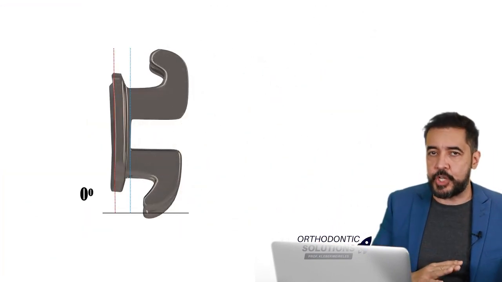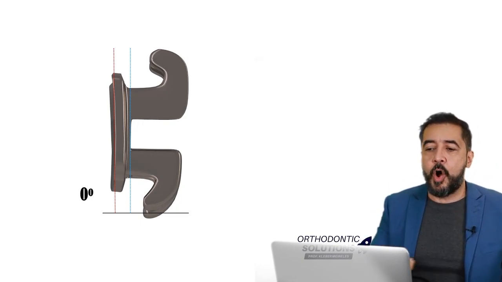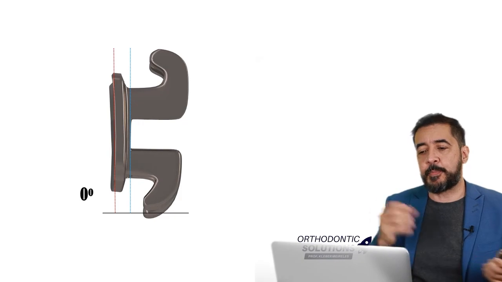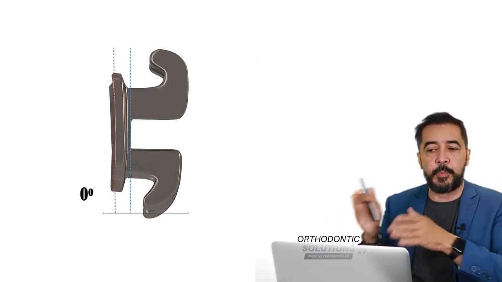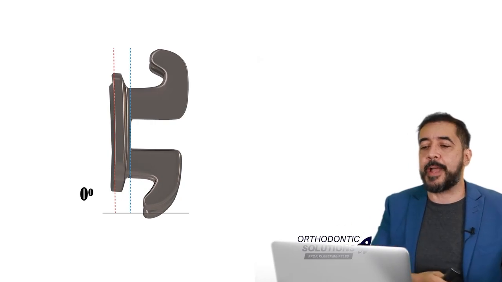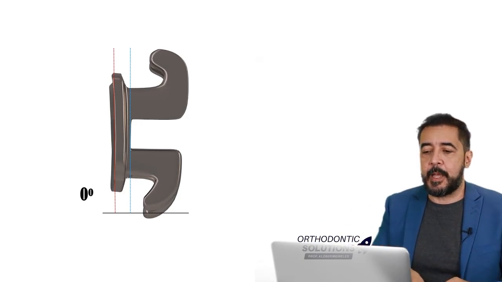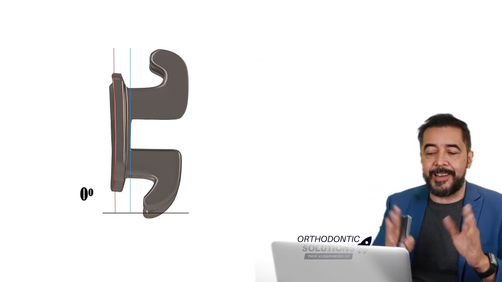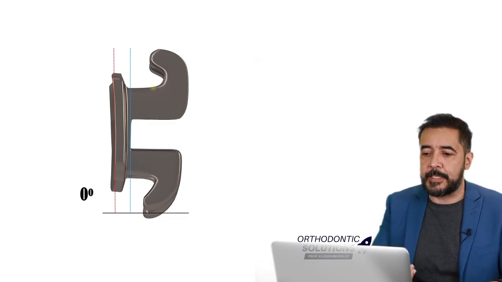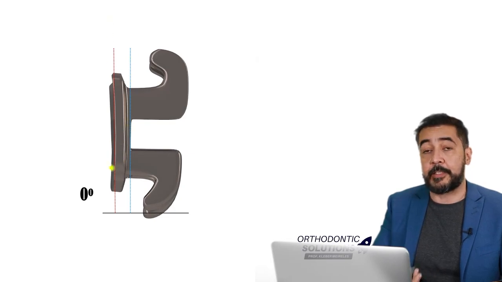Because of the inclination, especially the inclination in this case, of each bracket and each tooth, because we are working with a pre-adjusted bracket. In this case, they have the inclination of each tooth embedded in their structure, in the base. For example, if we have 0 degrees of inclination of the crown, we have this parallelism between this blue line and this red line, which is the wall of the slot of the bracket here, and the base of the bracket itself, okay?